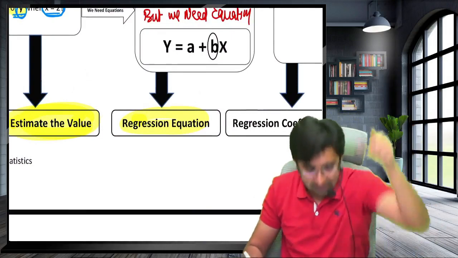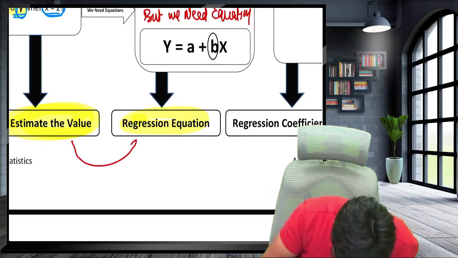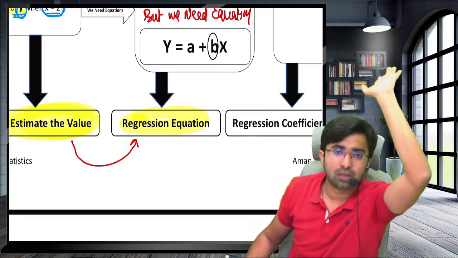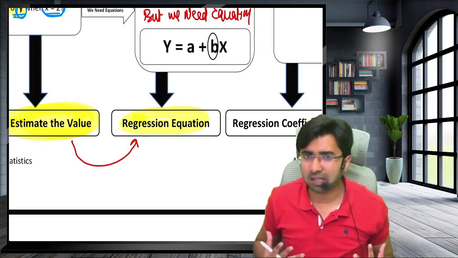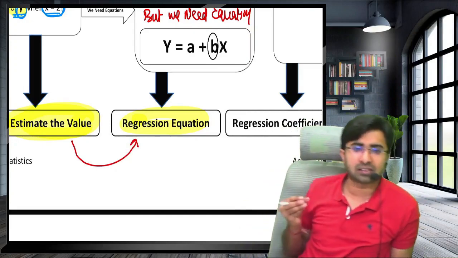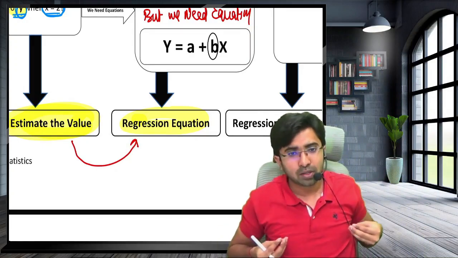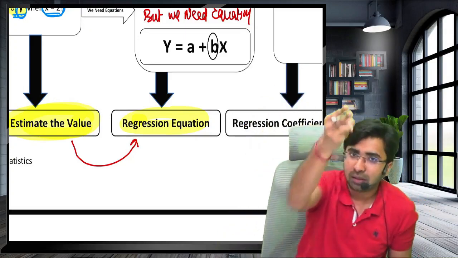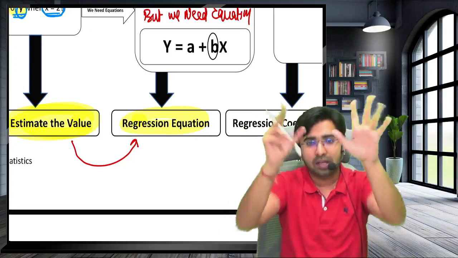But I cannot achieve this aim unless I have already achieved aim number 2, that is, unless I have the regression equation. Because if I have the equation, I will put the value of x and get the value of y. But to achieve aim number 1, I am dependent on aim number 2. Now, here comes the challenge.